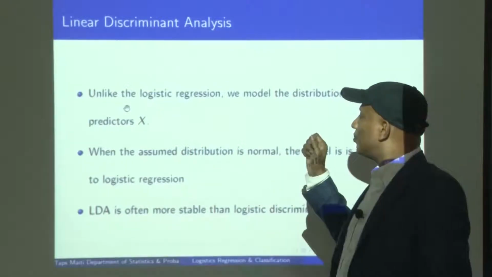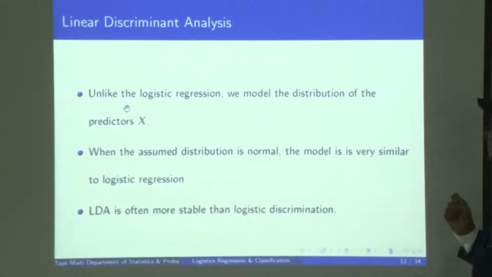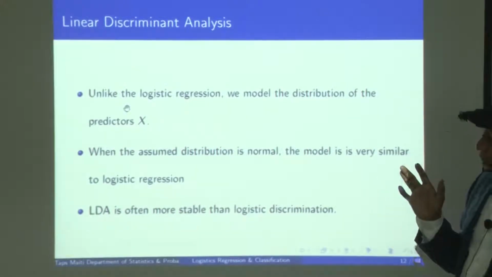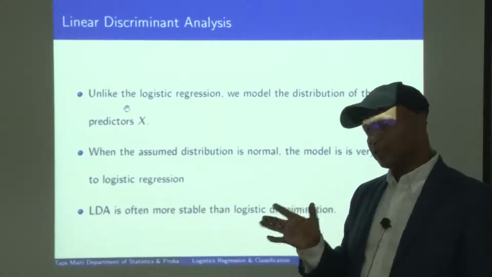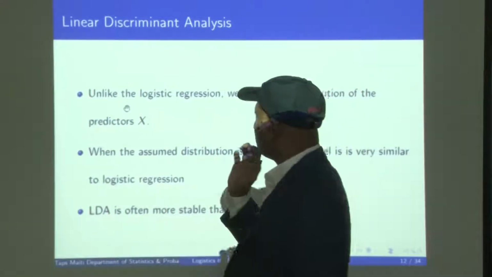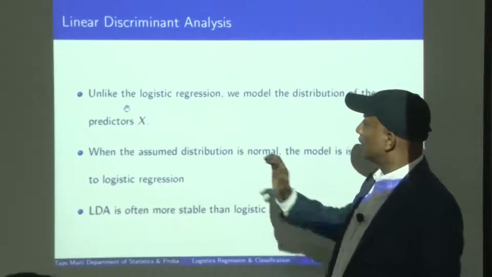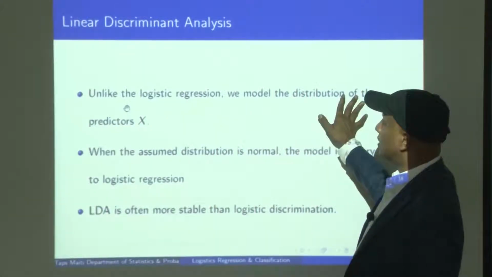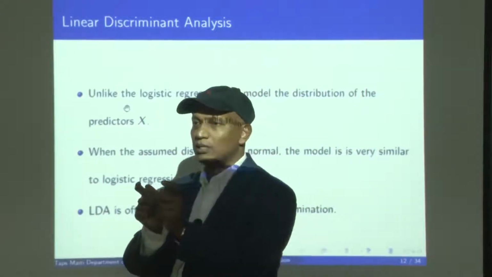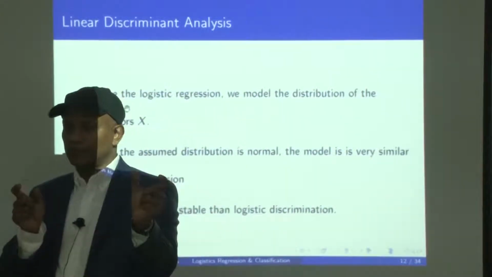Another most popular one is linear discriminant analysis. Many of you have heard about it, but it is again a similar thing that works completely differently. So what does it mean? Unlike logistic regression, we model the distribution of the predictors given y. So what is x? X is the feature vector, right? And y is the qualitative quantity.